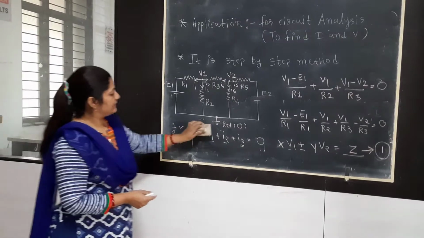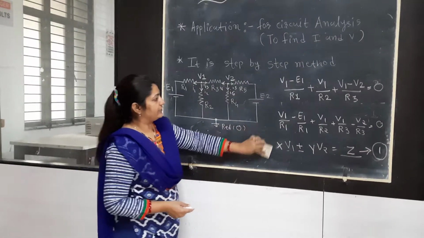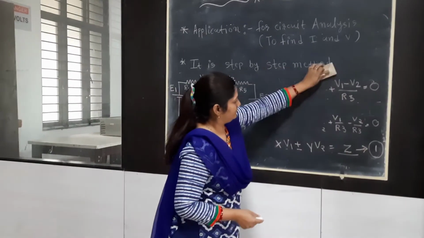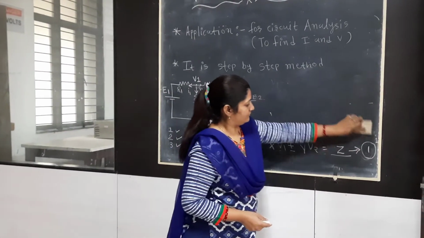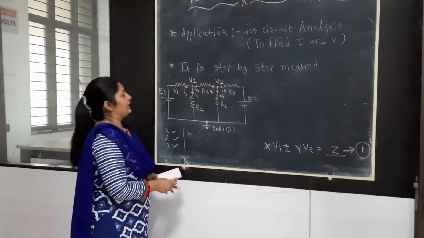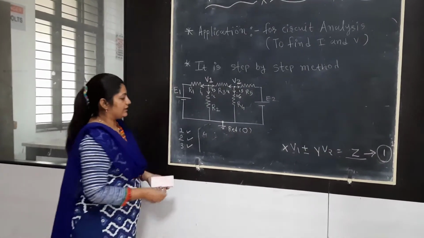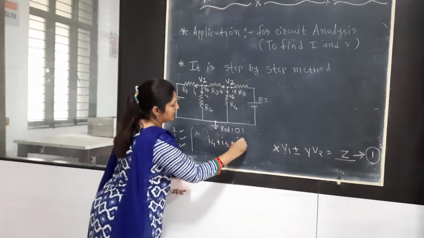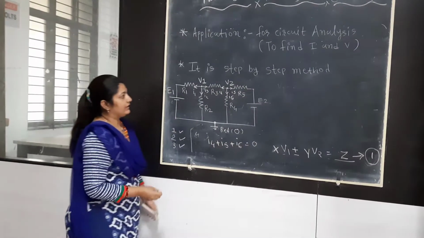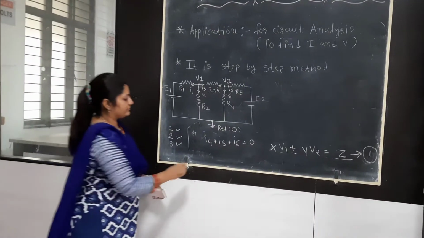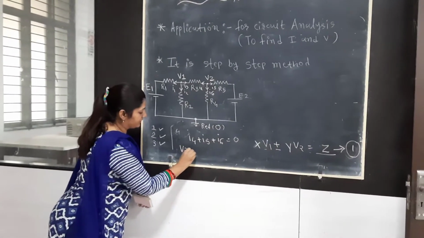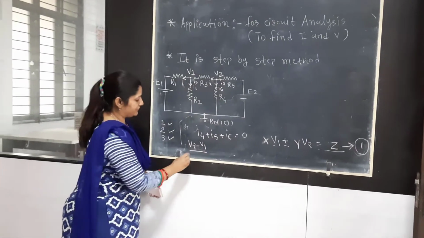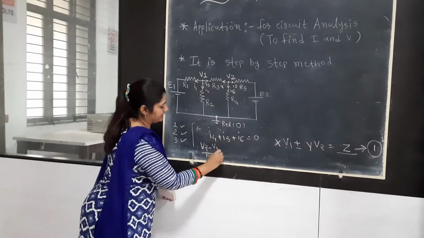Let me go with that. Same steps are required to follow. With node 2, again all currents are outward. So I4 plus I5 plus I6 equal to 0. What can we write for I4? Now, based on my notation and direction, it is V2 minus V1 by R3.